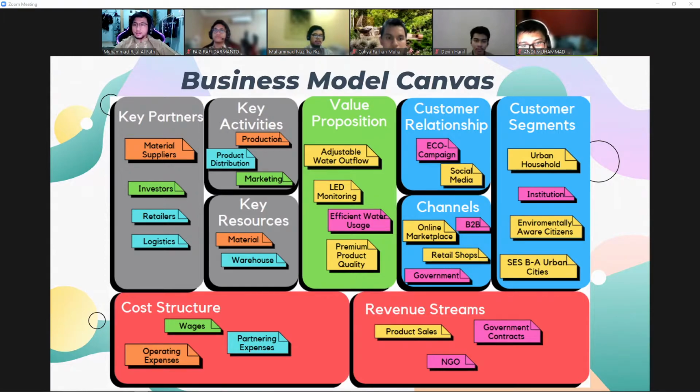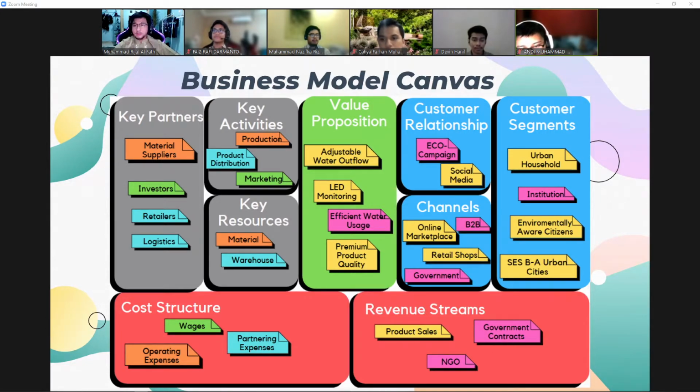Now, the key activities include the production, which is the main activity of our business, where we assemble and package our product into a finished product. The marketing, which is to promote our business so that more customers will use our services. And finally, the product distribution, which is done by our logistics partners. However, it is our job to connect the logistics and the retailers together.